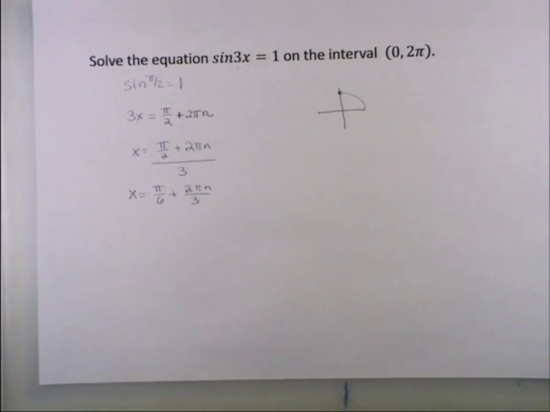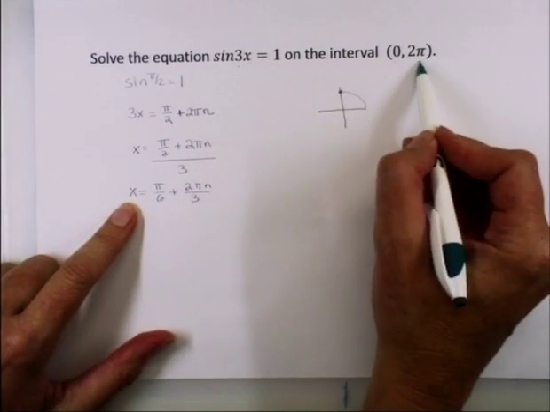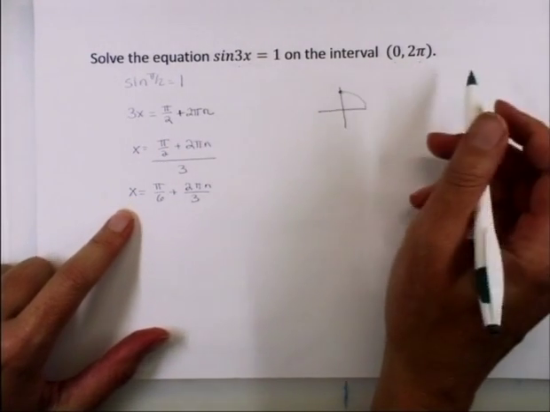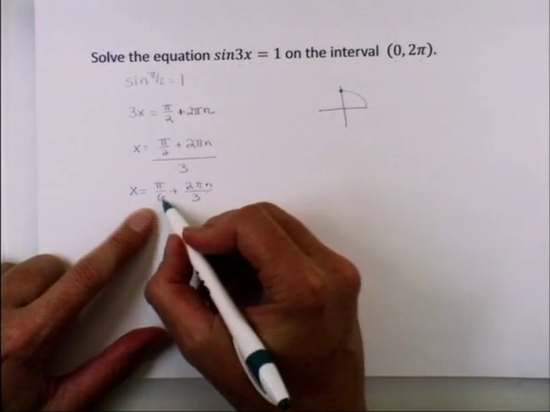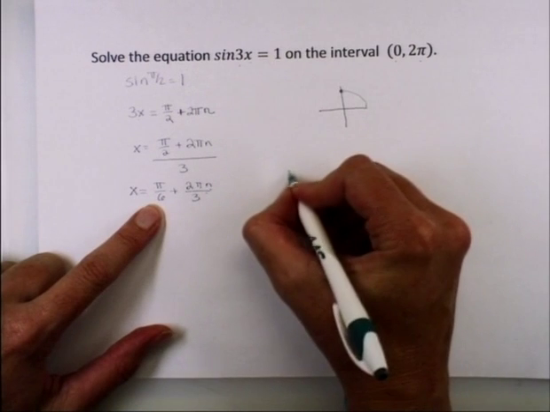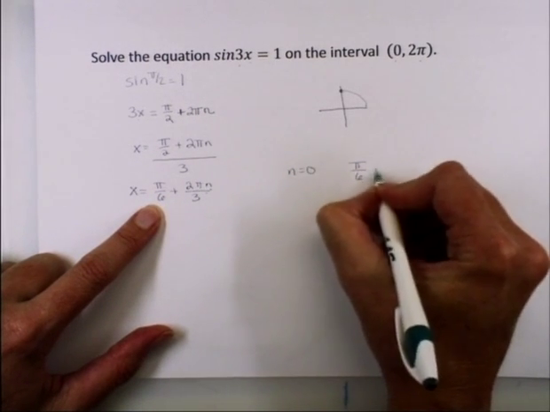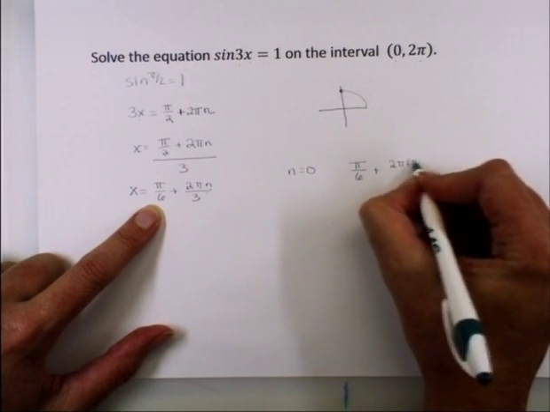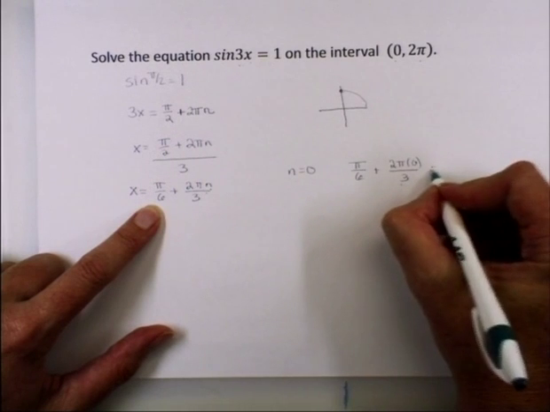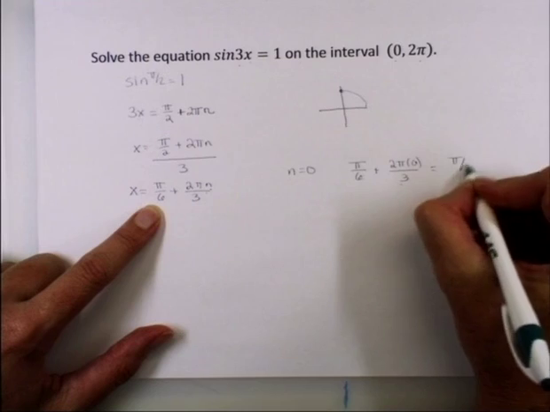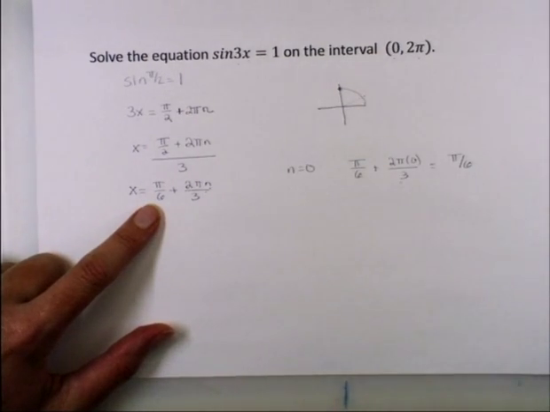And then I just want to find some values of x that will work. Now remember, x has to be between 0 and 2 pi. So I want to find some values. So if n is 0, I get pi over 6. Okay, so if n equals 0, I have pi over 6 plus 2 pi times 0 over 3, which is just 0, and I get pi over 6. Okay, that's one possibility where that will work.